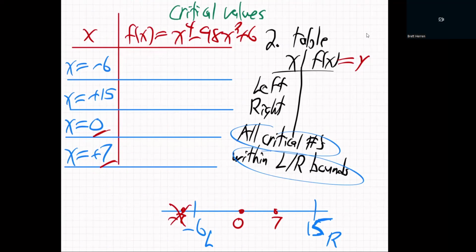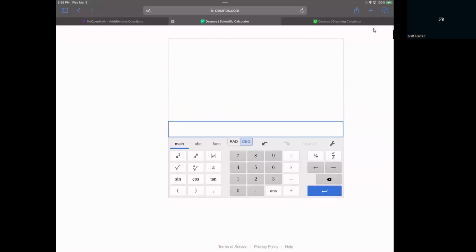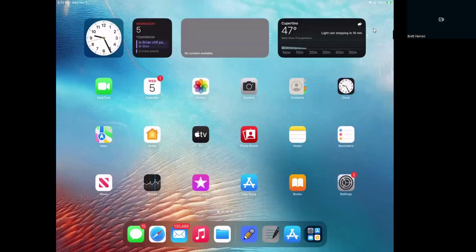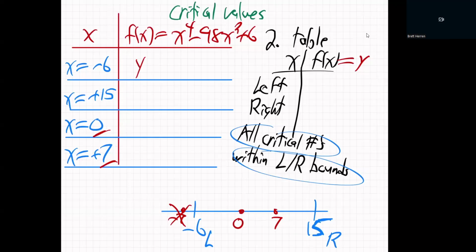So I'm going to go to Desmos and type that in, x to the fourth minus 98x squared plus 6. And I'm going to plug in negative 6 first. So negative 6 to the fourth minus 98, and we're plugging in negative 6 squared plus 6. Here it is. I get negative 2226. So y equals negative 2226.